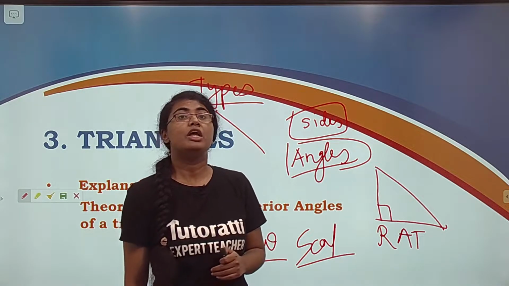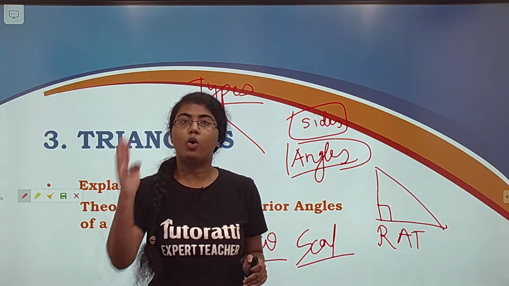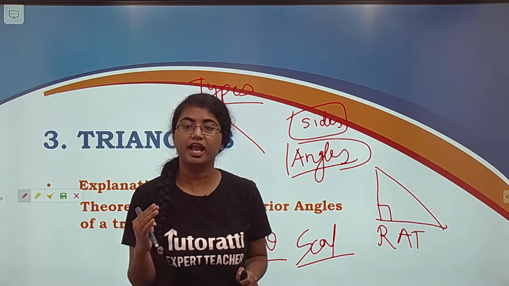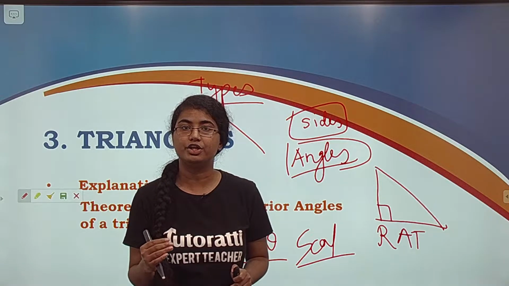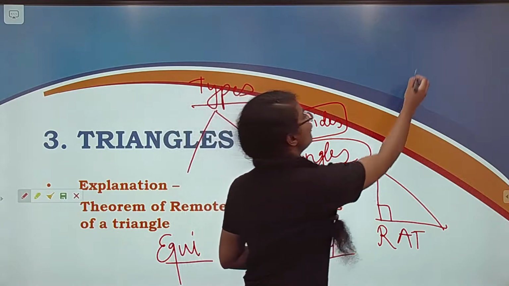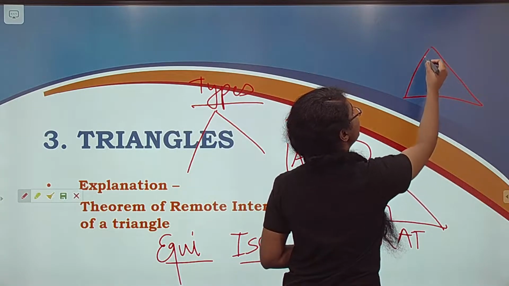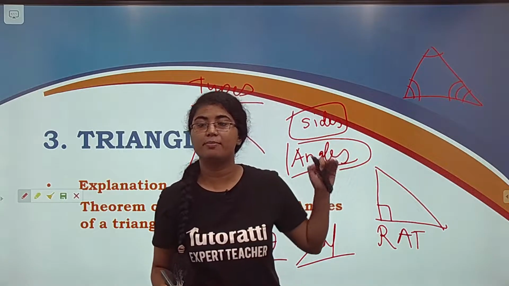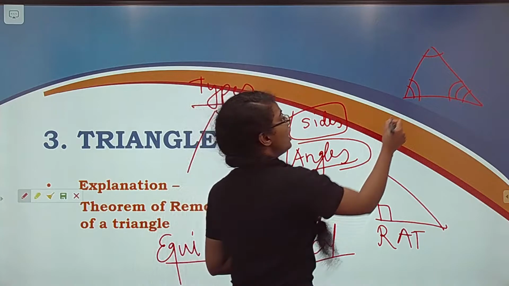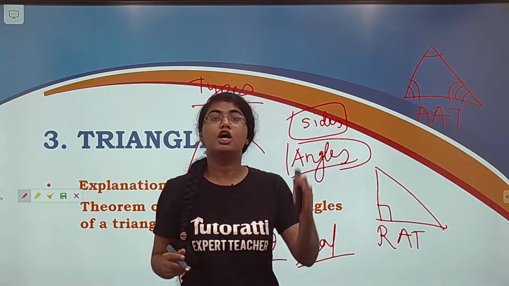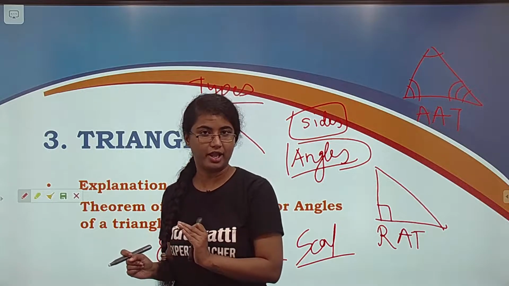Yes, alright. Then what if all the angles are less than 90 degrees? What does such a triangle become? If all the angles are less than 90 degrees, then such a triangle is known as an acute angled triangle, right?